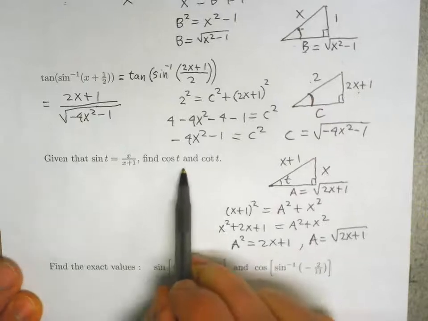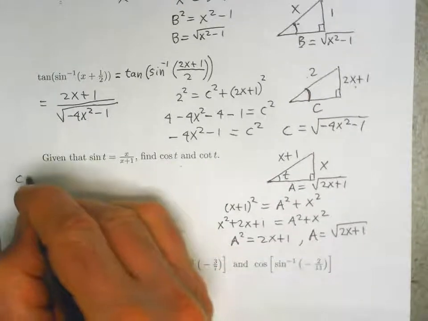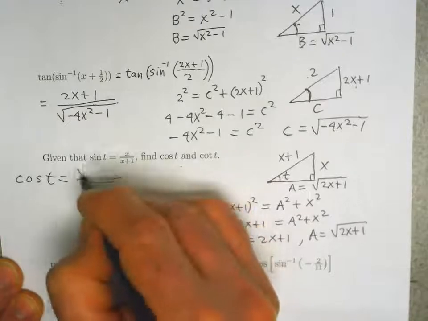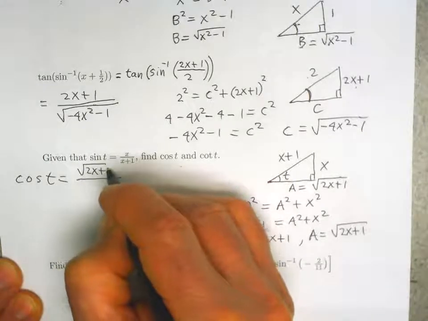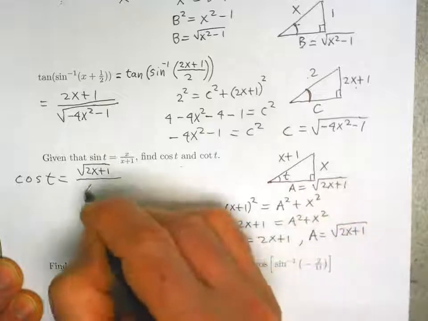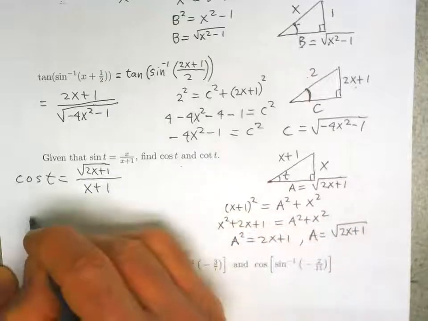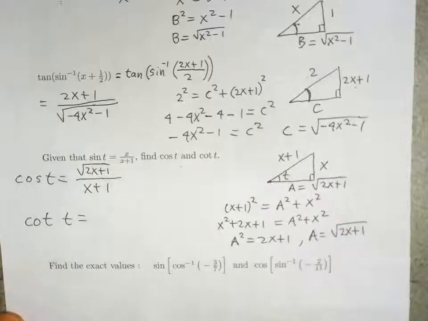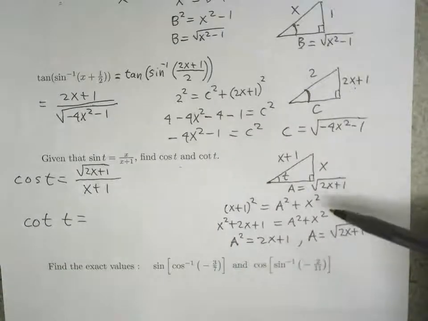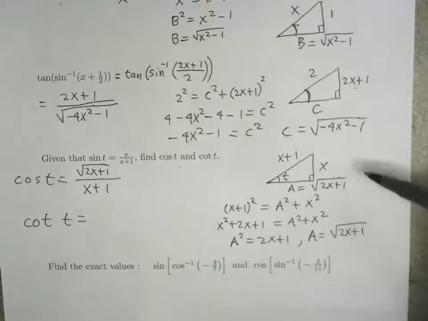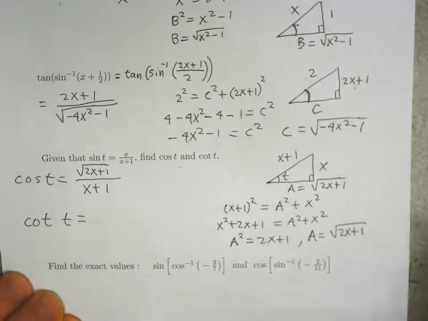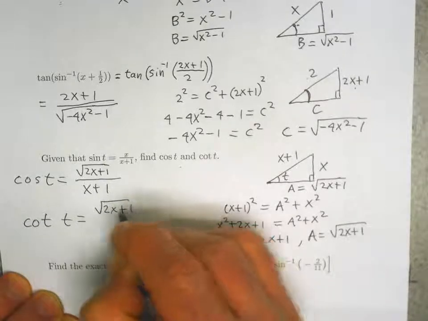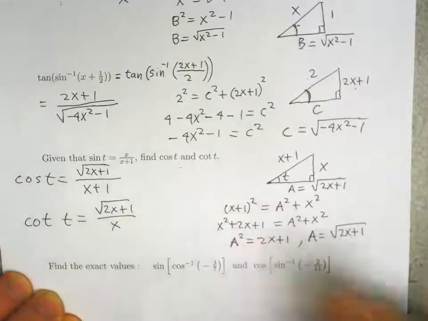So now we can write down the cosine of t. Cosine of t, the adjacent side, square root of 2x plus 1, over the hypotenuse x plus 1. And then the cotangent of t, well, that's adjacent over opposite. So the adjacent side has length square root of 2x plus 1, and the opposite side is x.